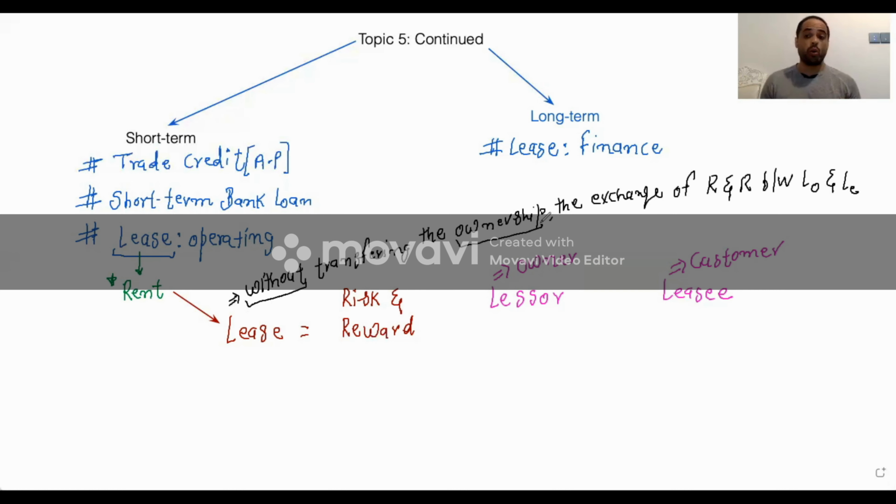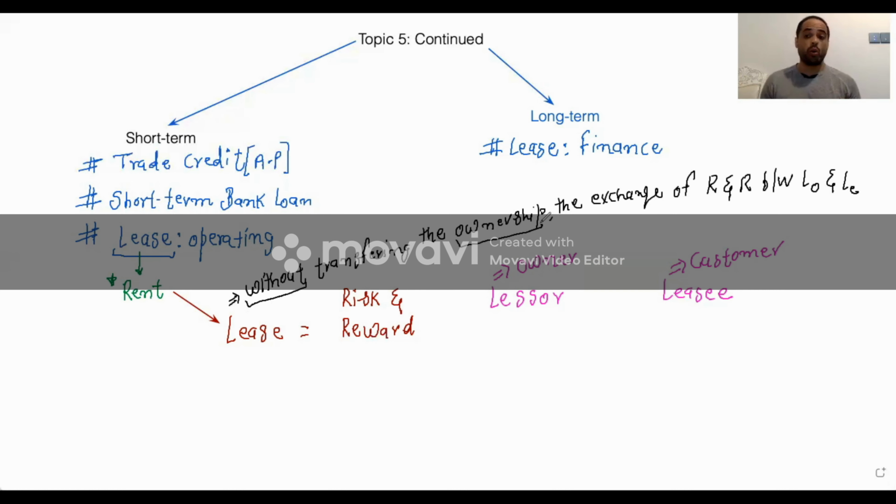Okay, so now let's move on to the long-term source of finance. So remember, we have long-term and we have others. We have three different sources of finance.